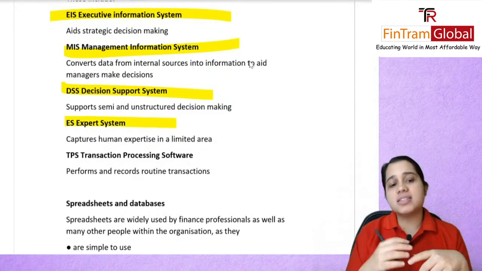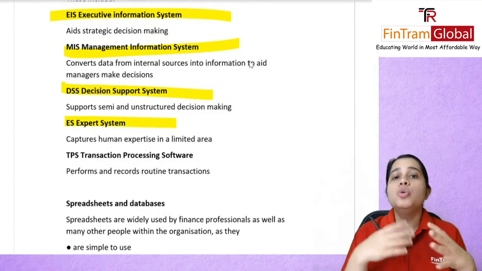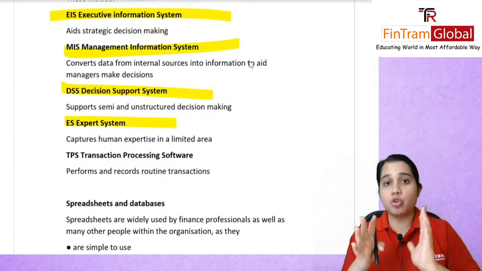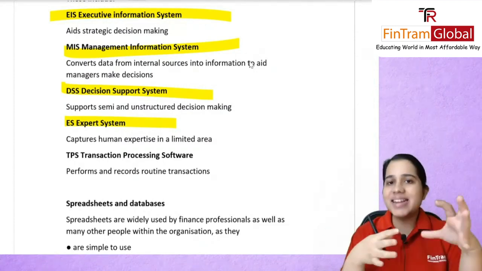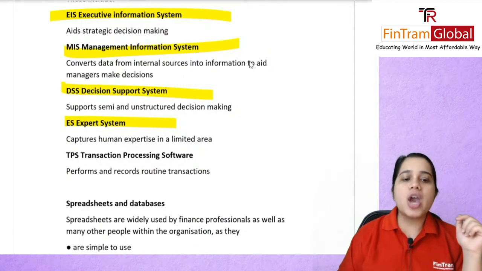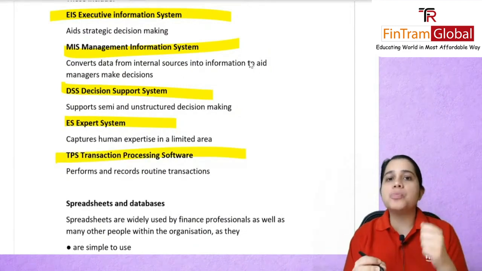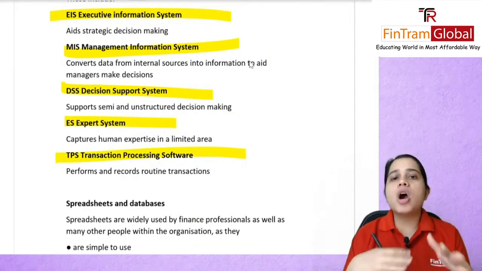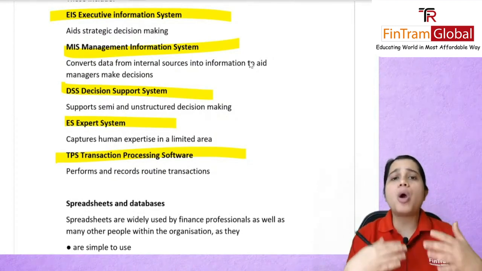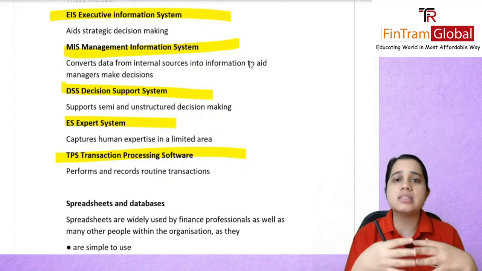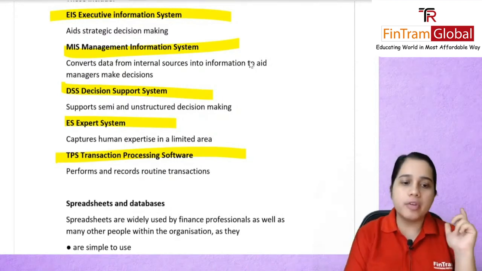We have our expert system, which captures the human expertise in any particular area. So if there is any particular area where you want expertise, you will probably use an expert system. And of course you have your TPS, or transaction processing software, wherein you perform your basic day-to-day routine transactions. You are recording the transaction in a system, and that will be TPS software.